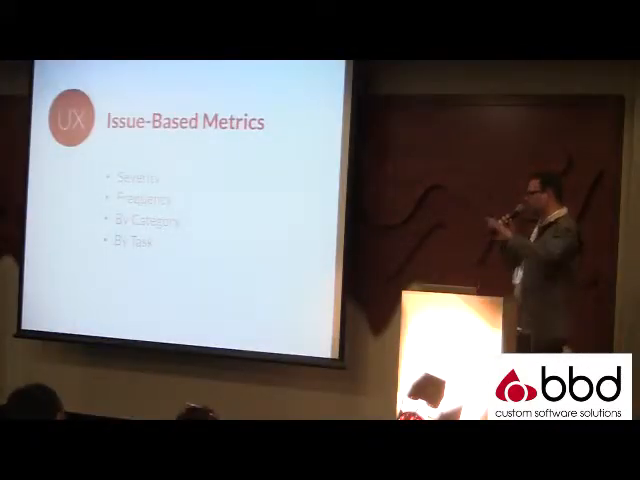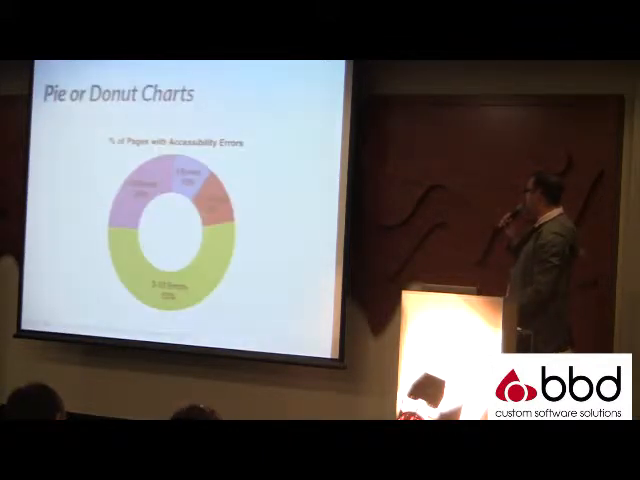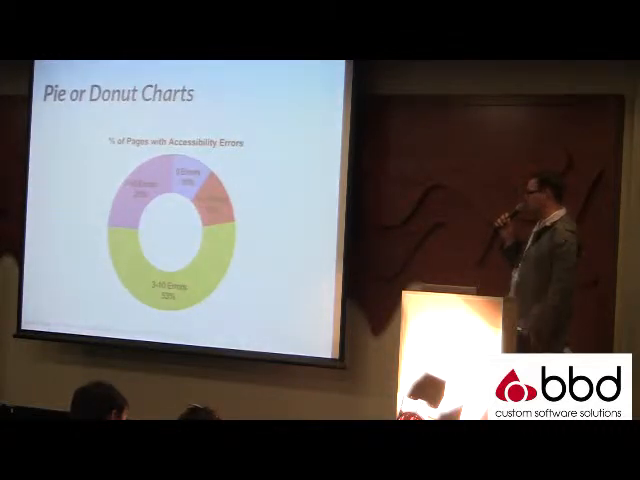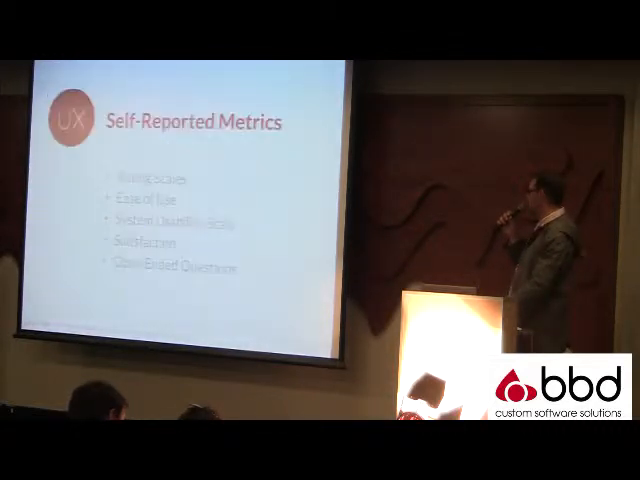Issue-based metrics. How do we group issues by severity, by frequency? We can group them by category. We can group them by task to get certain information from the data. Here's an example of all the pages on a specific website, and we group them by number of errors. 0 errors, 1 to 2 errors, 3 to 10 errors, most common on the website, and a couple of pages, almost a quarter, with more than 10 errors.